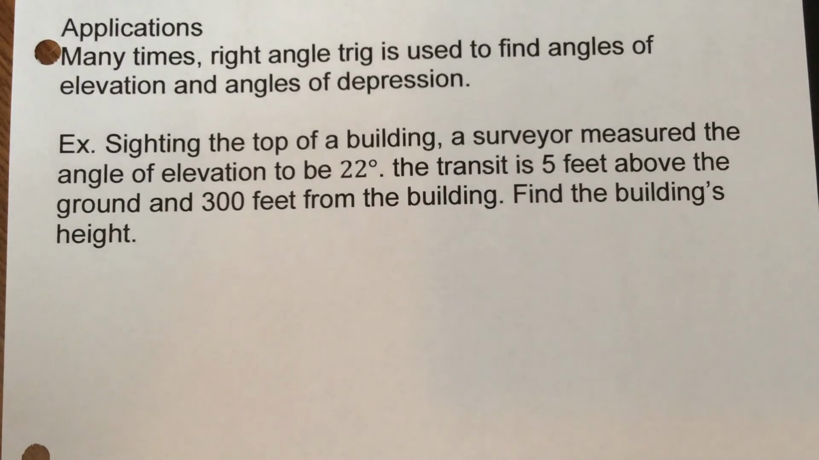So, deciding the height of a building. A surveyor measured the angle of elevation to be 22 degrees. The transit sits 5 feet above the ground and 300 feet from the building. Find the building's height. So number one, you may be asking, what is a transit?